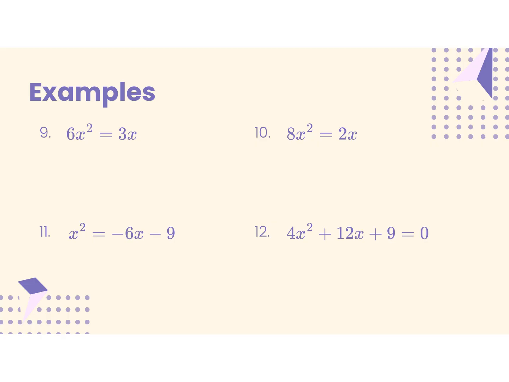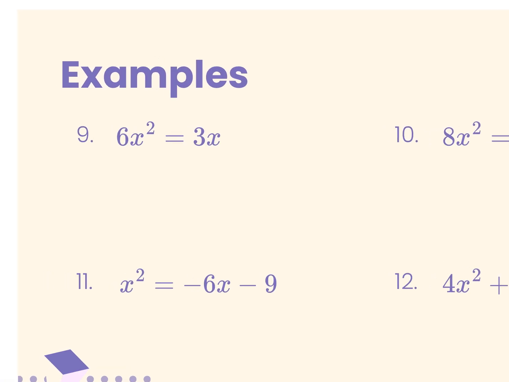All right, last page, a couple more examples of all the same stuff. I mean, there's really nothing new. All right, so I'm going to look at this first one, and I'm going to get everything to one side, set it equal to 0. So I'm going to look at this 3x, move it to the other side, right? Definitely start there. So we're going to do 6x squared minus 3x equals 0.